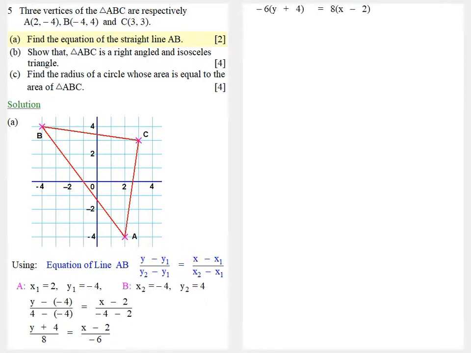We can cross multiply to get minus 6 into (y plus 4) equals 8 into (x minus 2), and we can divide both sides by minus 2. So 3 into (y plus 4) equals minus 4 into (x minus 2). So 3y plus 12 equals minus 4x plus 8. If we subtract 12 from both sides, we get the equation of the line AB is 3y equals minus 4x minus 4.